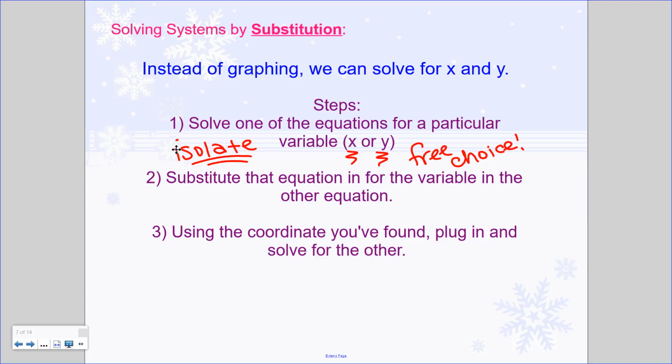Once you do isolate an equation for one of those variables, you will then take what that variable is equal to and substitute that into an equation for that variable in the other equation. So what's really important is that you go into the other equation. If you isolated on the first equation, then you substitute what you isolated for into your second equation. Lastly, once you get the value for your variable you were solving for, you will use that, substitute it in, solve for the other variable, and that should create your point.